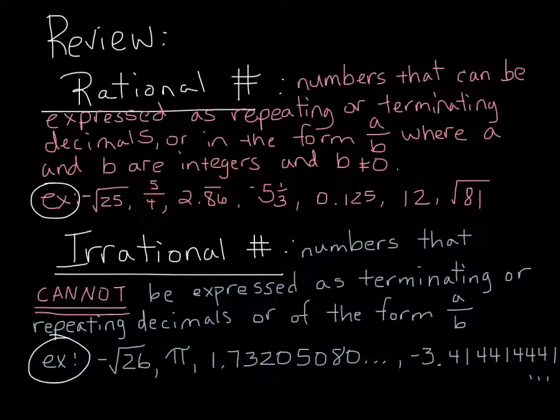So, what can you not put into a fraction? Those would be called irrational numbers. And those are numbers that cannot be expressed as terminating or repeating decimals, or of the form a over b. So that would be the square root of any number that's not a perfect square. So the negative square root of 26. Pi.